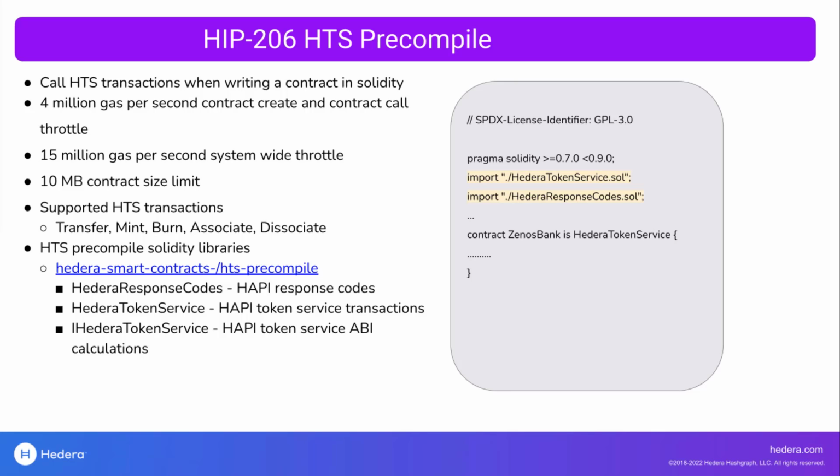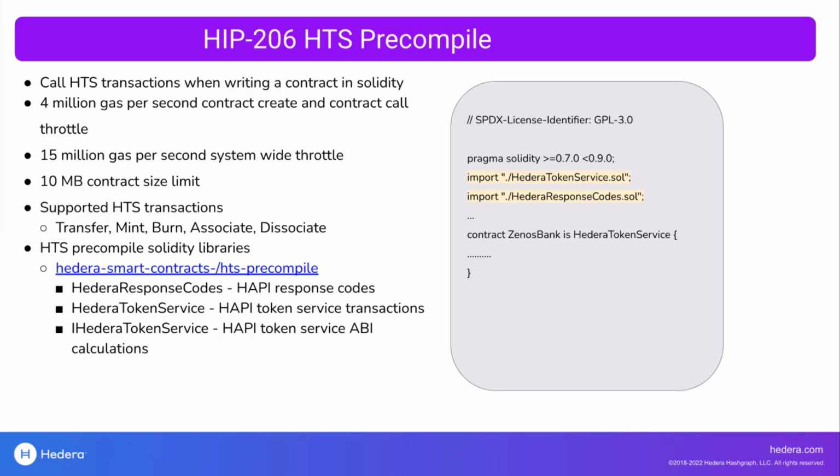Where can you find these supporting Solidity libraries? We did create a repo under the Hashgraph organization called Hedera Smart Contracts. And within that, you'll find an HTS precompile folder where you'll find these 3 supporting Solidity libraries. The 2 that might be of most interest to you will be the Hedera token service one and the Hedera response codes one. And here's an example on the right.